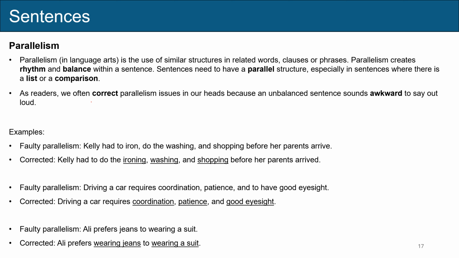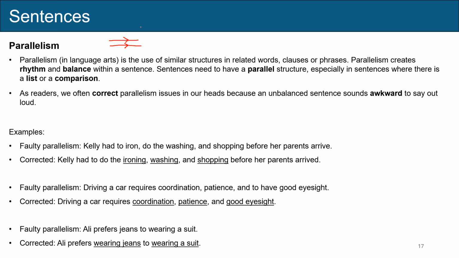Another thing we need to watch out for in our writing, especially when we're listing things or comparing things, is making sure our writing demonstrates parallelism. So parallelism, in math, when we talk about things being parallel, we're talking about lines that never cross. They go on side by side forever. And it's a very similar idea in English writing. In English writing, when we're listing or comparing things, we want to make sure that whatever those things are are in the same format.